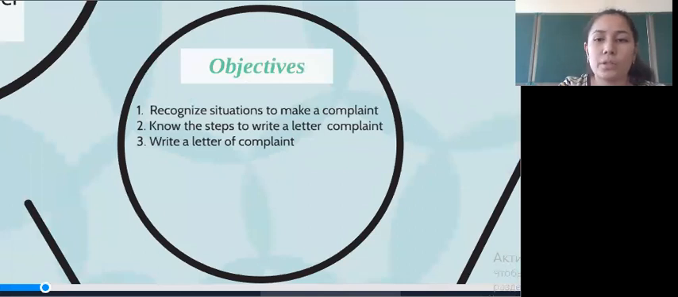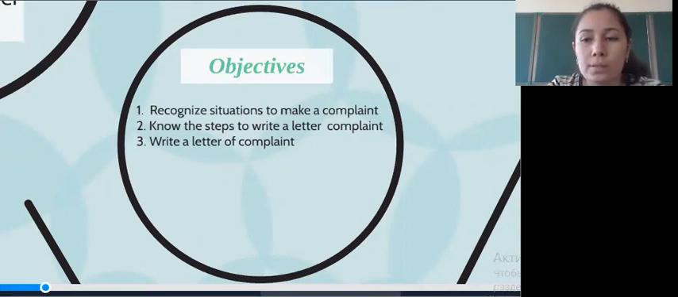The first slide is devoted to the objectives. Let's first see three of our objectives. The first one is to recognize situations to make a complaint. Firstly, we should understand how we can organize our complaint letters. We should see the situations, of course, firstly.